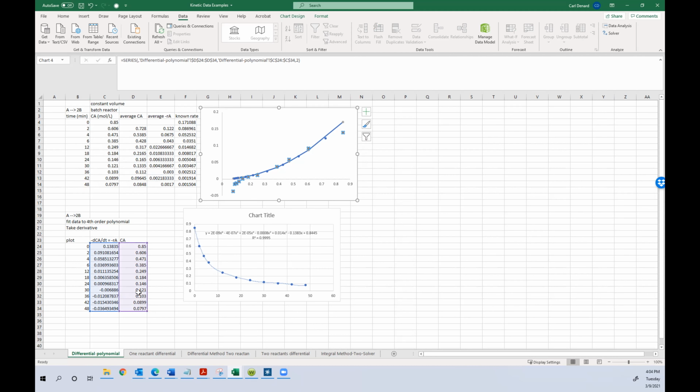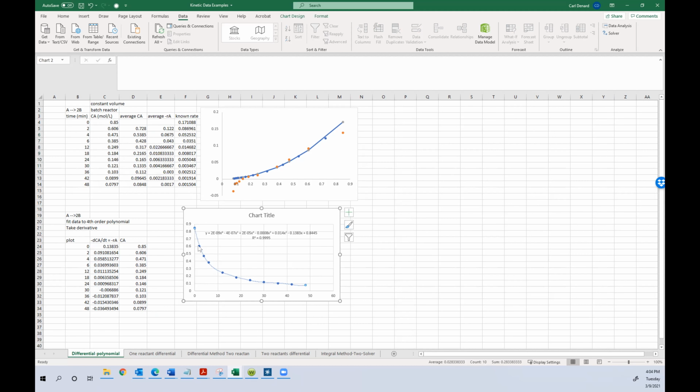By doing so, you can show that you can generate RA data from time versus CA data. And that RA data, once you generate it, you can use in just a little bit to calculate the reaction order. Here it says the reaction is second order. We could do it the same way, and you can see how we'll do it in a moment.